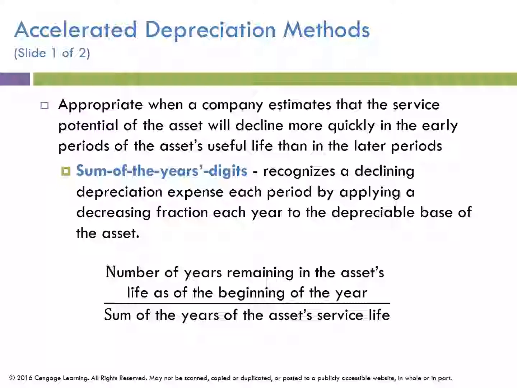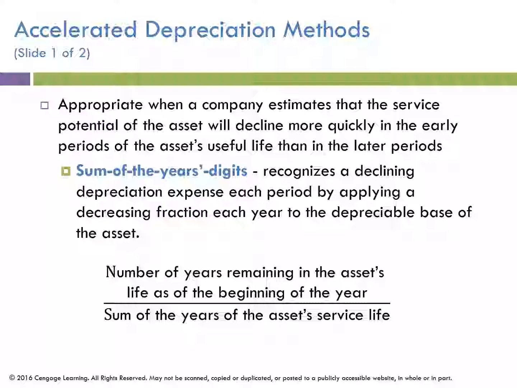The first accelerated method is sum of the year's digits. It recognizes declining depreciation expense each year by applying a funky fraction. And here's how the fraction is looked at. We take how many more years can we depreciate this asset as of the beginning of the year we're calculating depreciation, and then we divide it by the sum of the years of the asset's service life. What does this mean? If it's a 5-year asset, we add the number 1 to the number 2 to the number 3, to the number 4, to the number 5. And that's our denominator.